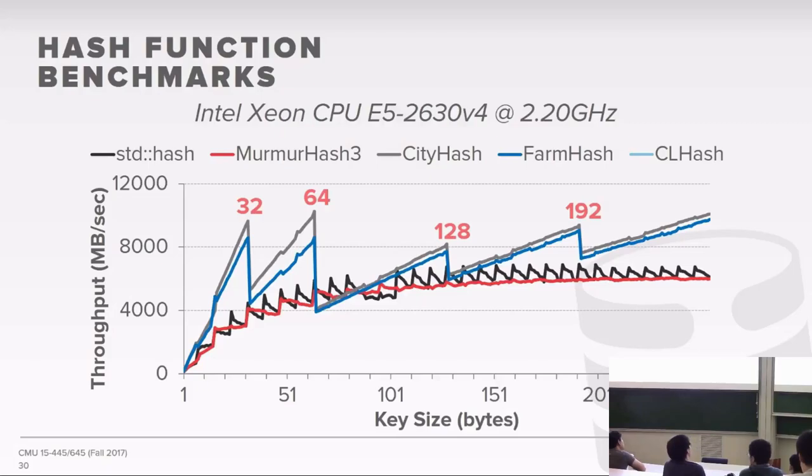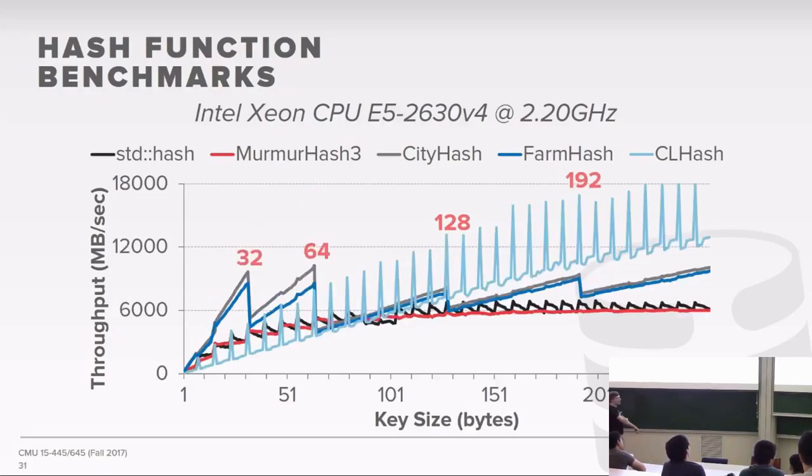So now we throw CLHash in, and this is the same results for the other hash functions in the last slide, but now I've just changed the y-axis. With this CLHash function, it's slower in the beginning, but then when you get to much larger keys, it actually does much better. Right?